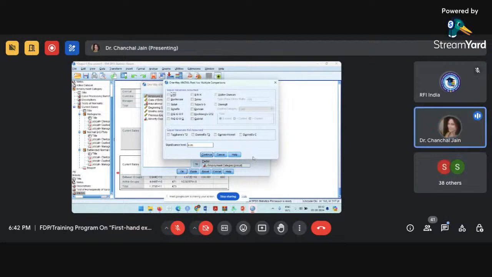Now you can see there are two groups. One group is for equal variances assumed, and the second group is for equal variances not assumed. Can anyone tell me in which group we need to go? Equal variance. Why should we go for equal variance? Can anyone tell me?